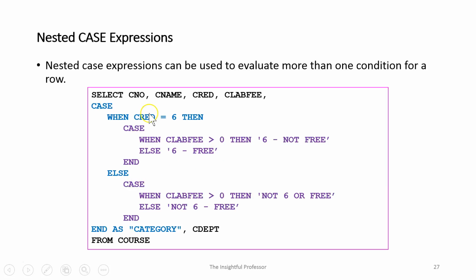And finally, if it's not 6 credit, then I come down here and take my alternative path and say, well, what about the lab fee? So I can tell you it is not 6 credit, and it's not free because the lab fee is greater than 0. Else, it's not 6 credit, but it is free. So you can kind of walk through that logic, and hopefully that makes sense to you. Very powerful capability because of the ability to nest this conditional logic. So case expressions can be nested or embedded.